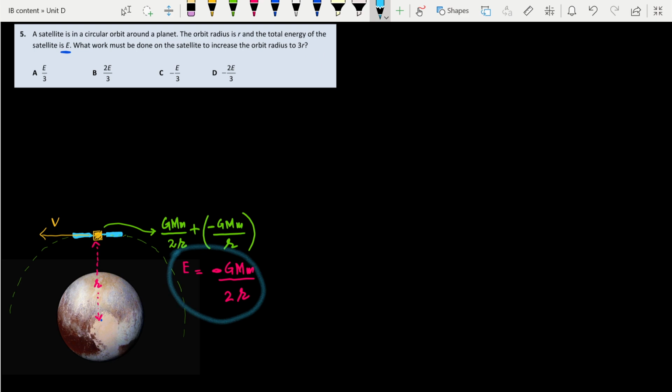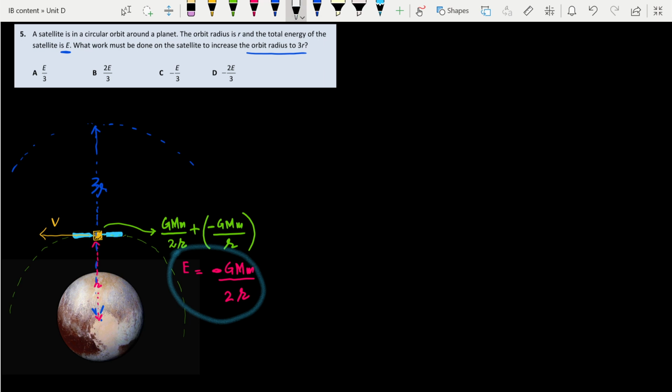So if you have to move it from this r to the orbital radius 3r, which means you have to further move it 2r, it means you have to move it into a new orbit whose orbital radius is 3r. So how much will be the work done? That's the question. Okay, so let's find it.